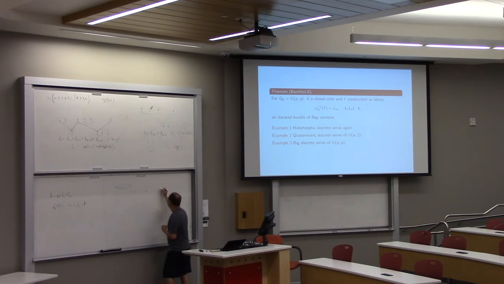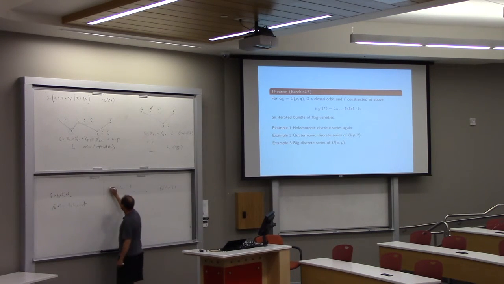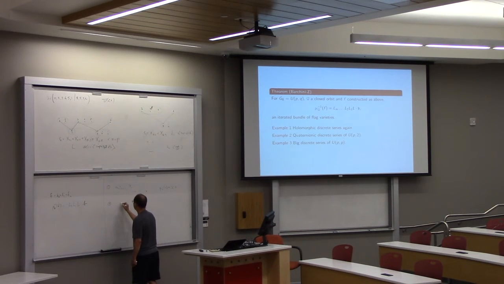And so the L determined by this is just K. And further steps don't add. So we're back to this component of Springer fiber being the flag variety for K. And then you can do this for other examples, say UPQ. The large discrete series has all non-compact roots.